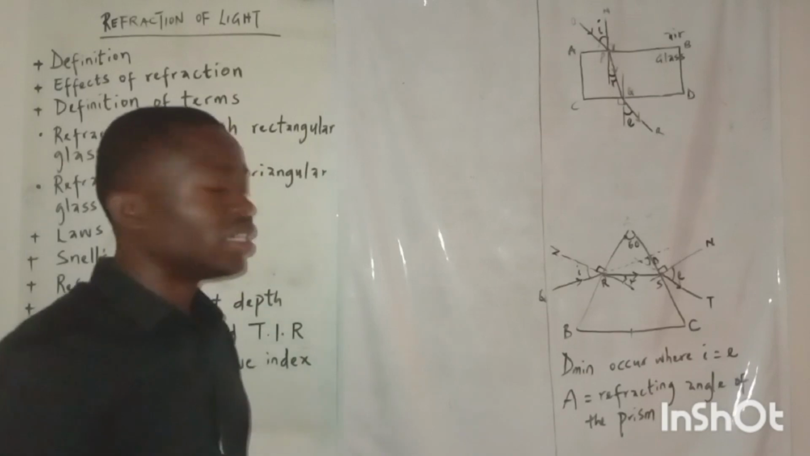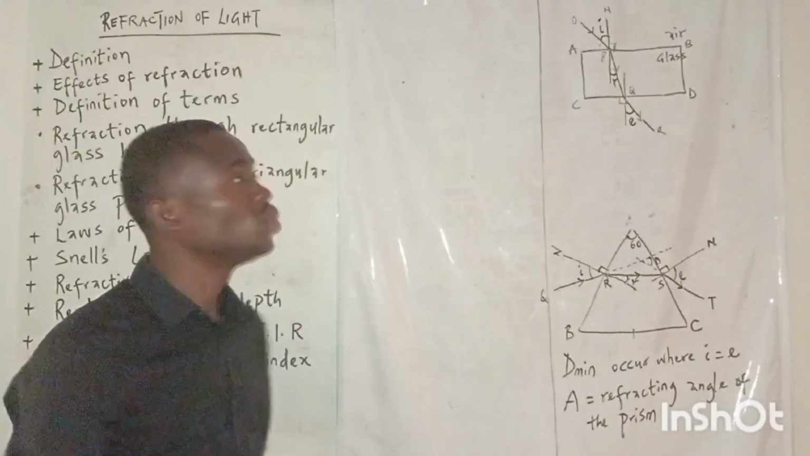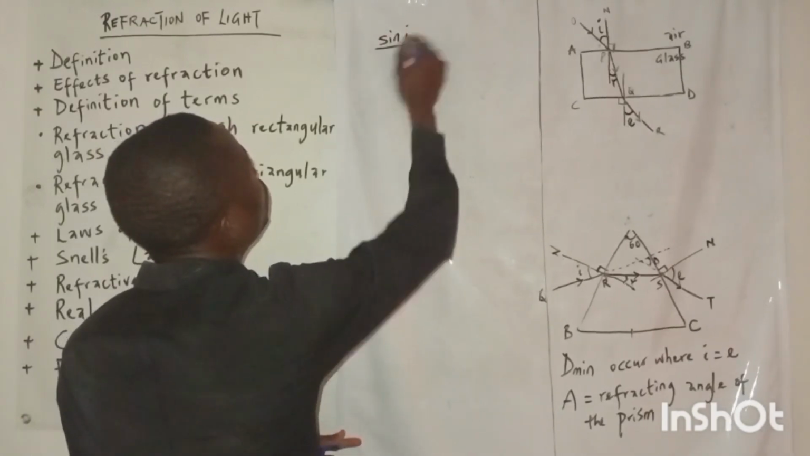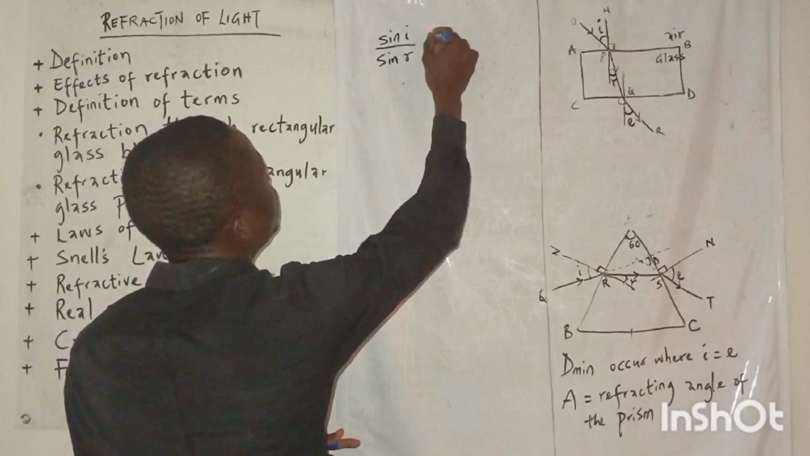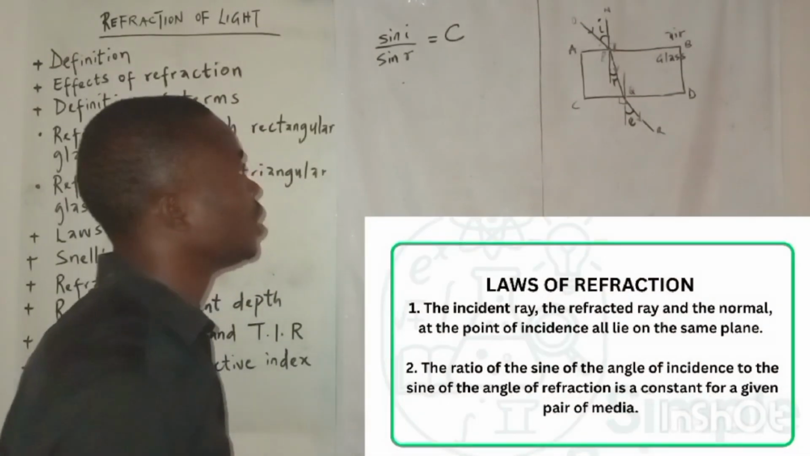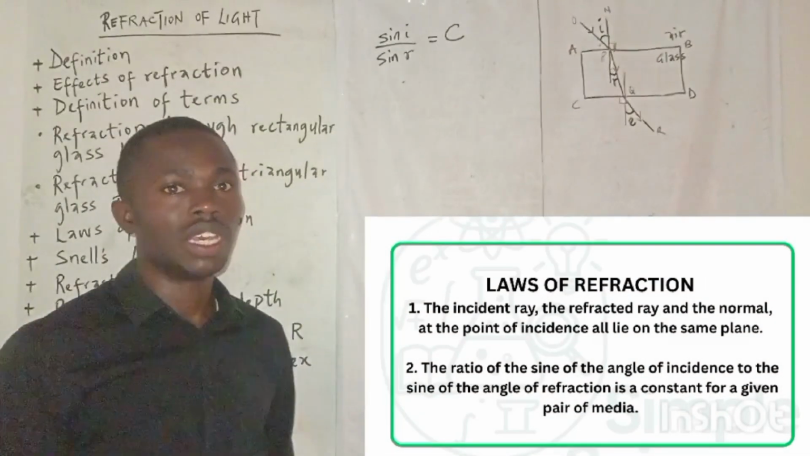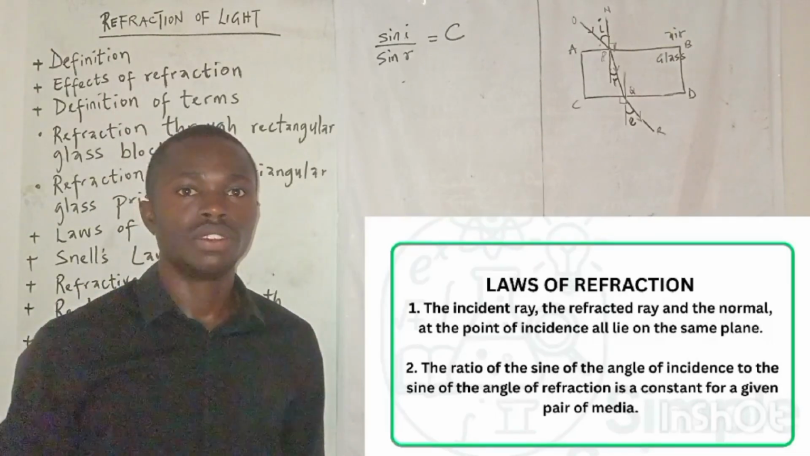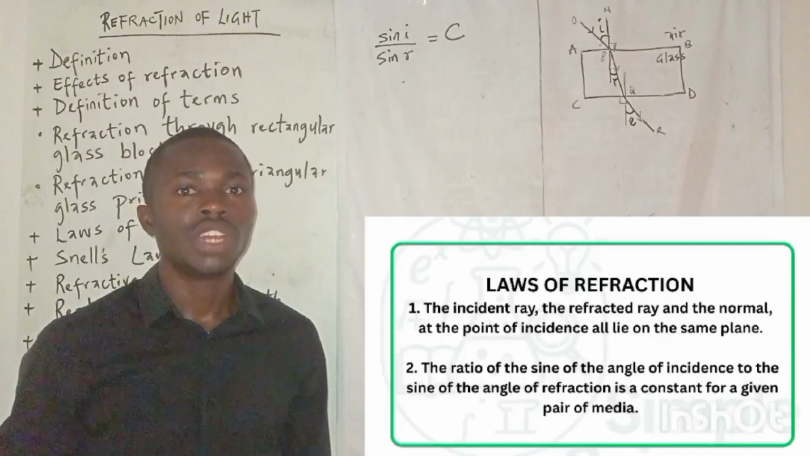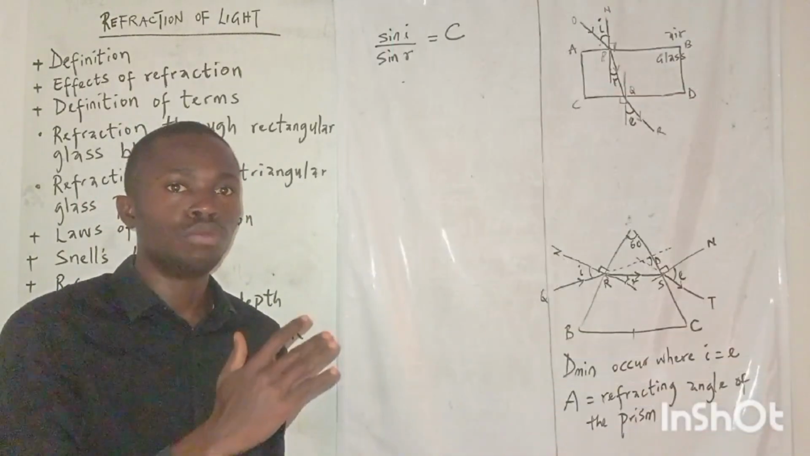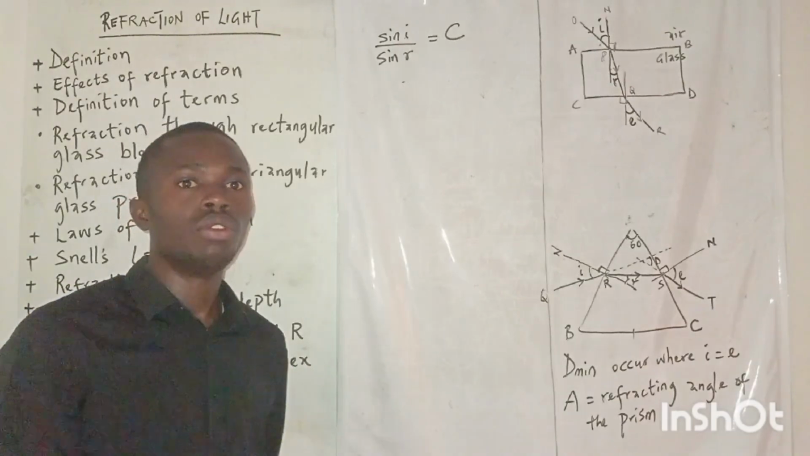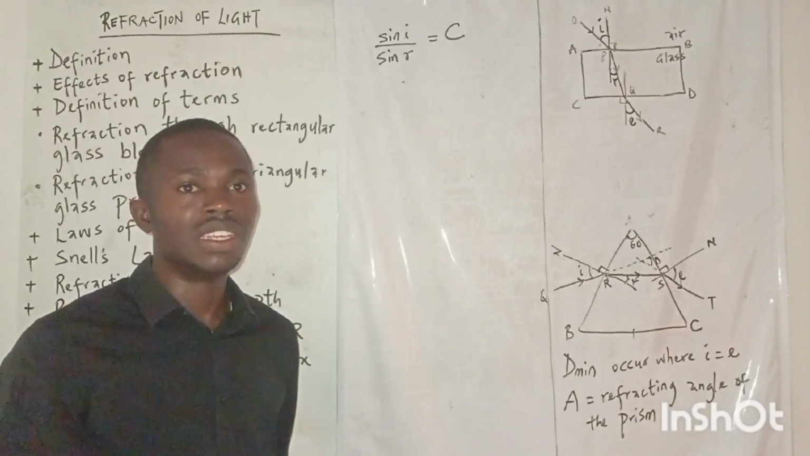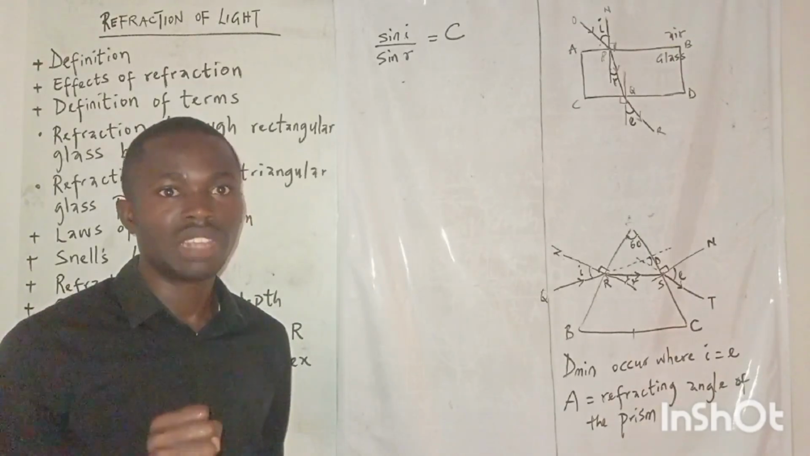Okay, so the second law states that the ratio of the sine of the angle of incidence to the sine of the angle of refraction is a constant for any given pair of media. What that means is that whenever light travels from one medium to another, get the angle of incidence, get the angle of refraction. The sine of the angle of incidence all over the sine of the angle of refraction will give you a constant value.